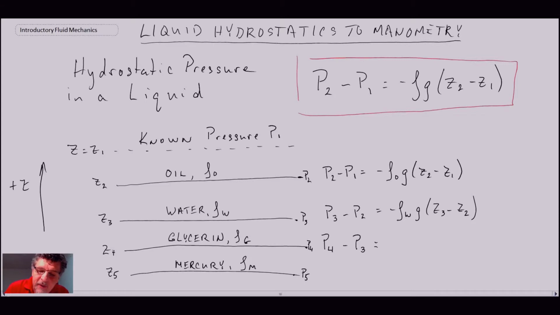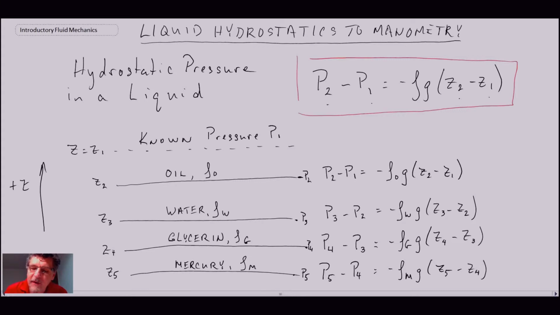For P4 minus P3, it would be the density of glycerin times the gravitational constant times the thickness of that layer. You have to be very careful to keep the convention, 2 and 2 and 1 and 1, in your equation, which is what I'm doing for each of these expressions. And then finally for the bottom, P5 minus P4 is equal to minus the density of the mercury, times the gravitational constant, times the difference in thickness, which would be Z5 minus Z4.